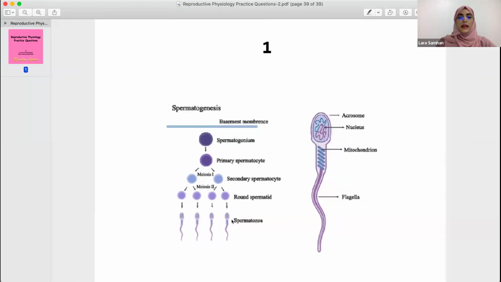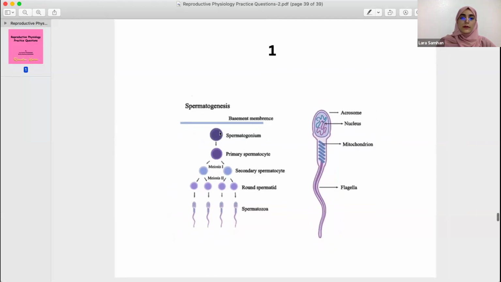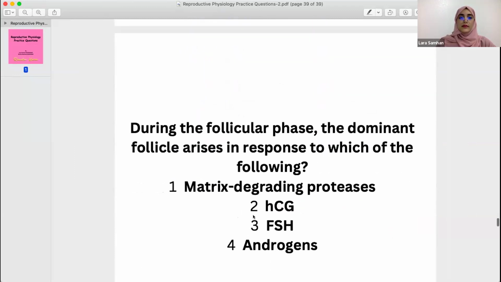This is why once ejaculation happens, we have millions of sperm ejaculated, because from one spermatogonium, the baby one, it produces 4. So imagine if you have hundreds, thousands, and millions of those spermatogonia, we're going to have basically endless numbers of the mature sperm, or the spermatozoa. Okay, so moving on to the next question.